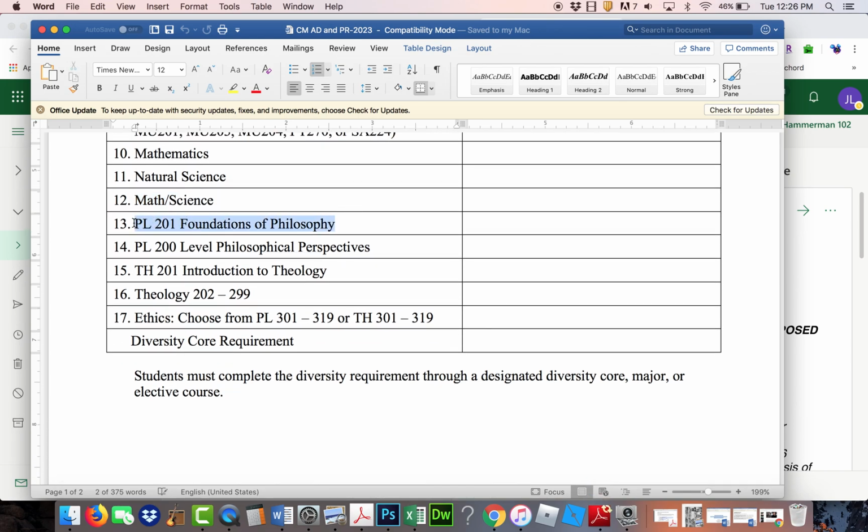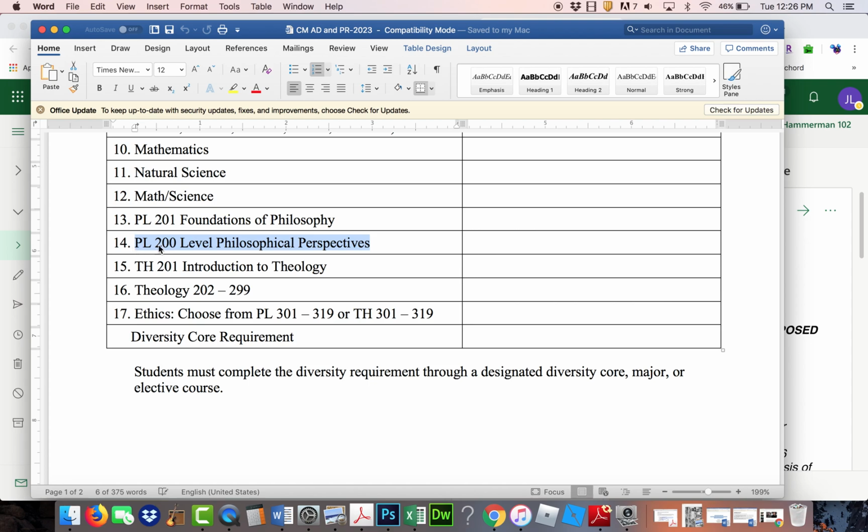For foundations of philosophy, if you're not in it right now, then you should go ahead and take that as well in your freshman year. And you should leave the 200 level for if you're going abroad or for your junior year. So this one, the second level of philosophy, you don't have to deal with that now. Introduction to Theology is another course that you should take this year in your freshman year or sophomore year. However, the second level theology is something that you can wait until junior year.